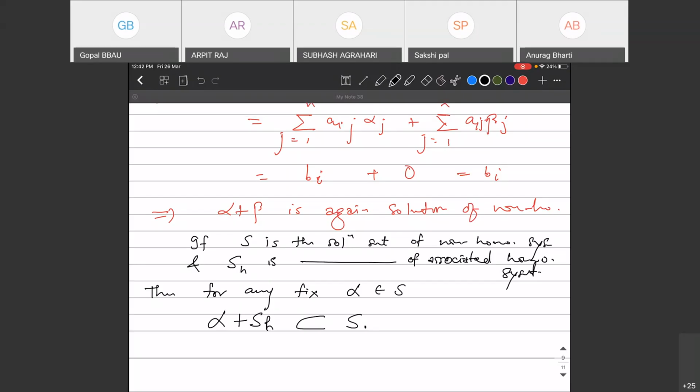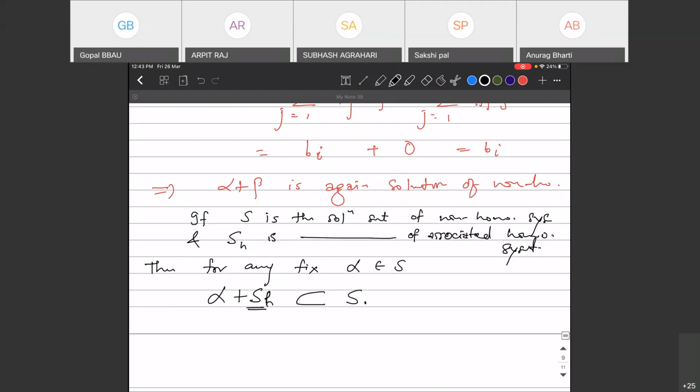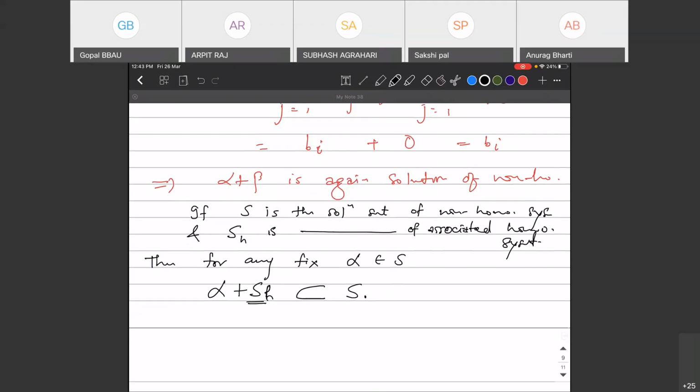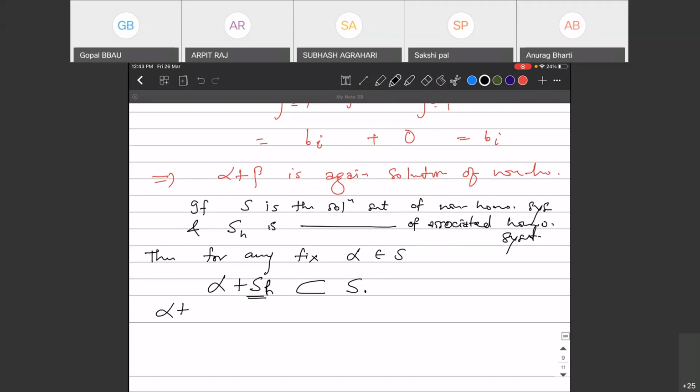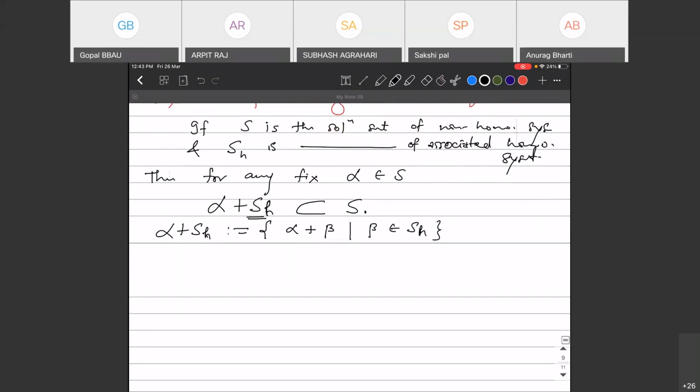Do you see this? ये समझ में आया आपको? हमने क्या प्रूव किया अभी? हमने एक एलिमेंट लिया था S से और कोई भी आर्बिट्ररी एलिमेंट हम SH से उठाते हैं, हम देखते हैं कि अल्फा प्लस SH फिर से सॉल्यूशन में है. Where let me write this for you, where alpha plus SH is nothing but alpha plus any beta, where this beta comes from SH. Okay.